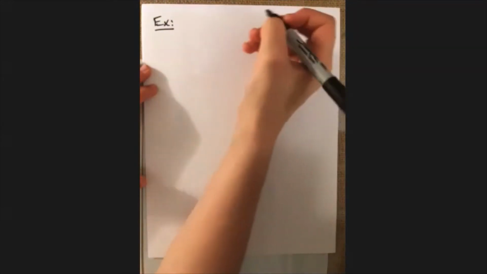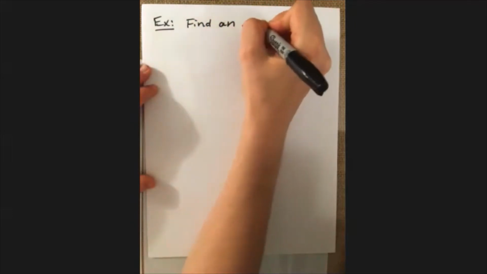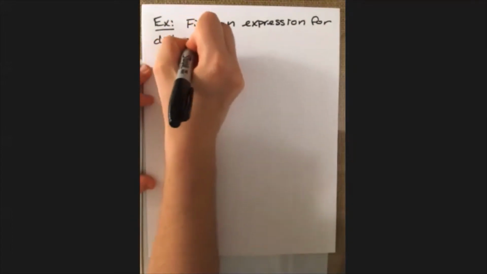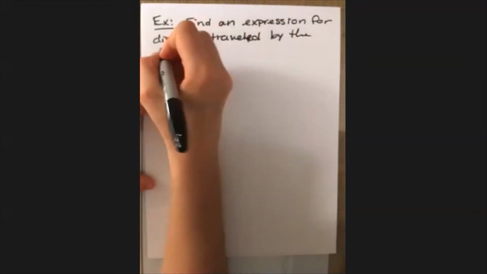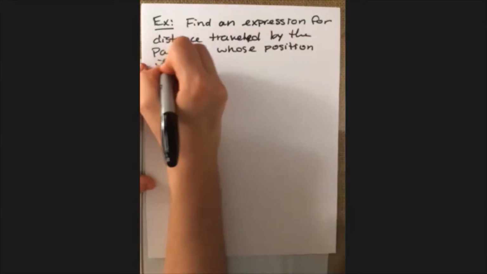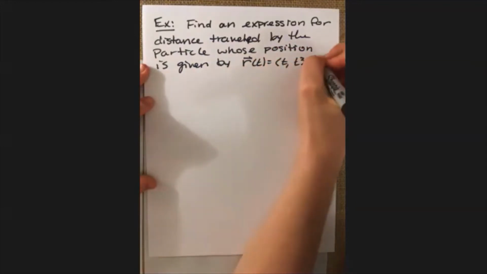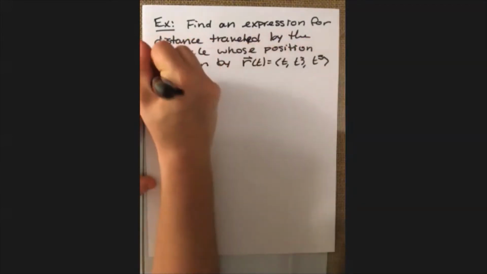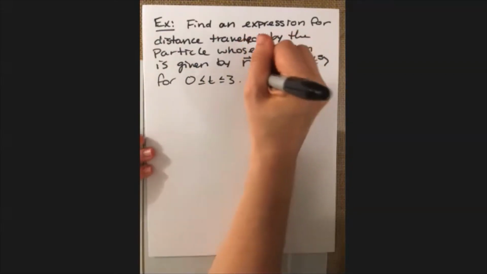Another thing we can do with that is find the distance traveled over a certain interval. For example, if we wanted to find an expression for the distance traveled by the particle whose position is given by r of t equals t, t cubed, t to the fifth, like in that last example, for the interval 0 less than or equal to t less than or equal to 3. I do want to point out that we're not going to simplify this. We're just going to set up the expression.